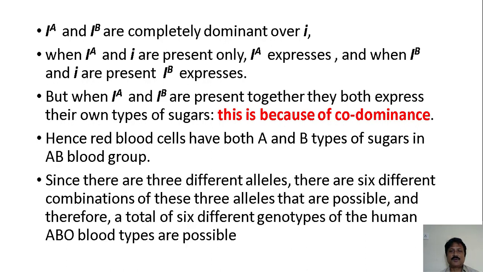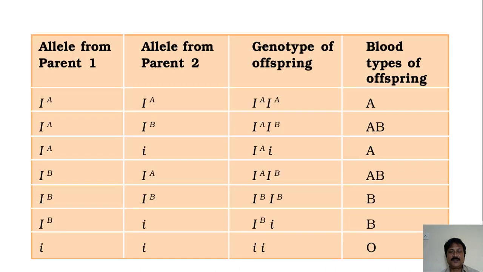Since there are three different types of alleles, there are 6 different combinations of these alleles. So in humans, you can find 6 different types of genotypes. Blood groups are only 4, but genotypes are 6. Let us study this table.